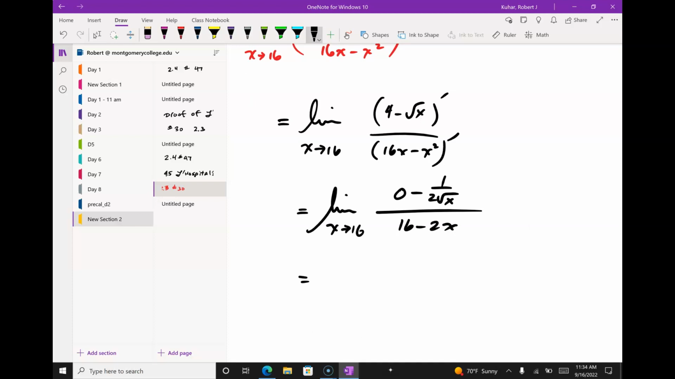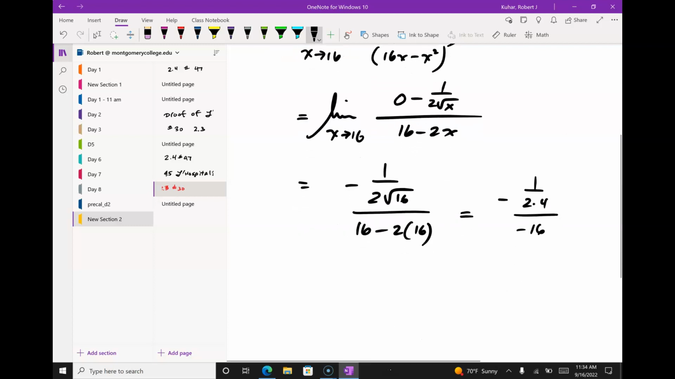So I think I can just plug right in here, right? Let's see what happens if I just plug in. Notice my limit notation is gone, right? Once I plug in, this is the height. It's not a very pretty height, but it's the height, so I don't need the limit anymore. I get minus 1 over 2 times square root of 4 over a negative 16? Yep. So I get a positive 1 over 8 divided by 16, which is 1 over 128.